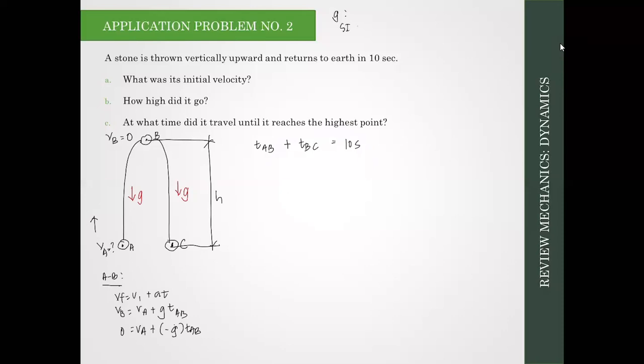Sa SI, 9.81 meter per second squared. Sa English siya po ay 32.2 feet per second squared, no? Kaya mahalaga na alam natin yung values niya, kaya hindi na lang natin siya nirepresent. So pwede natin gawin para makuha si VA, transpose natin yung second term. This will be GTAB, no? So we have our first equation.